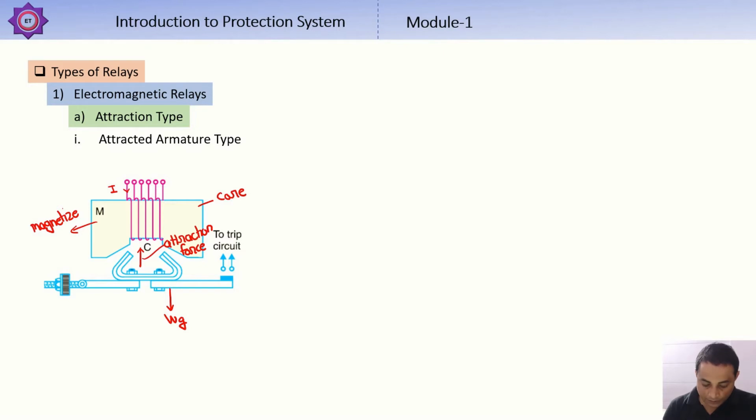and this part of the piece shorts the trip circuit contact points. As a result, the circuit breaker opens its contact. In this relay, electromagnetic force acts as an operating quantity, and gravitational force acts as a restraining quantity.